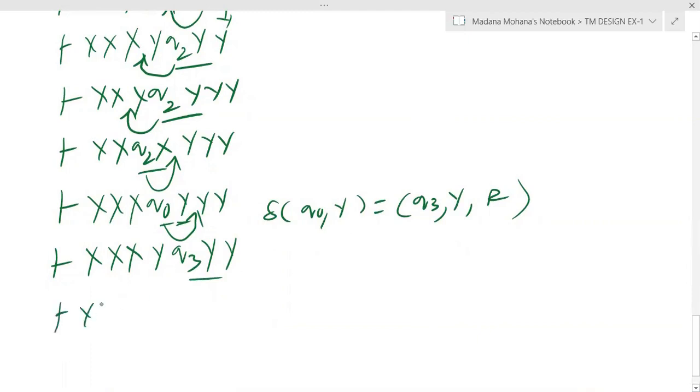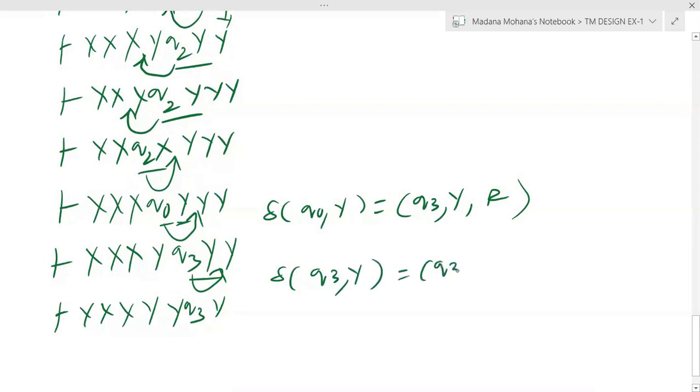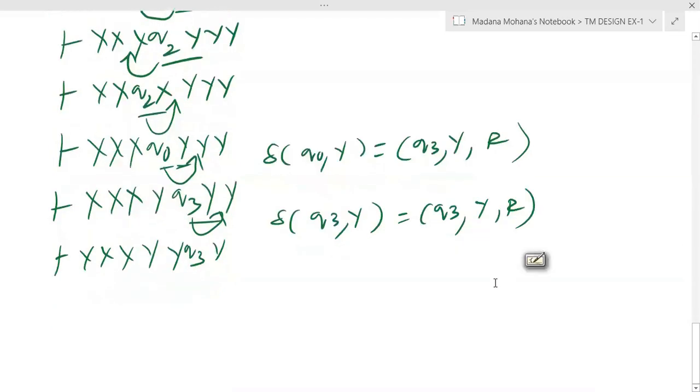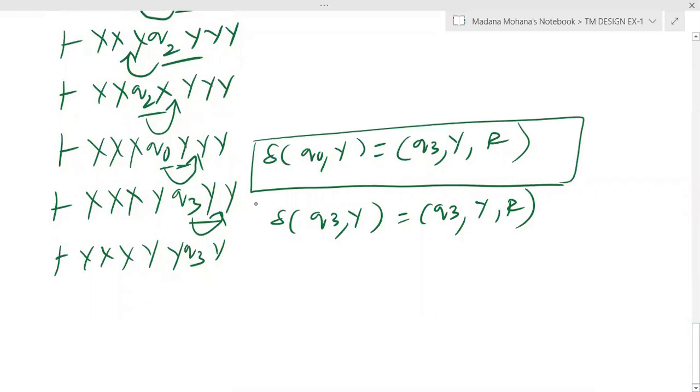Now you can see you can skip that Y also. Now Y by Y, then it moves right without changing state. We are just skipping for simplicity. Now this is a new transition again. Delta of Q3 on Y, we are going to the same state, just skipping Y by Y and moving right. Why are we skipping? To search for any B's.